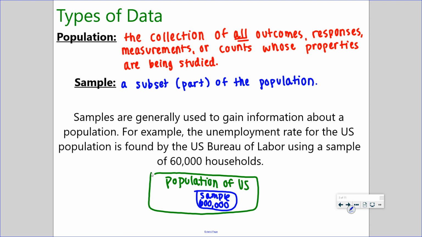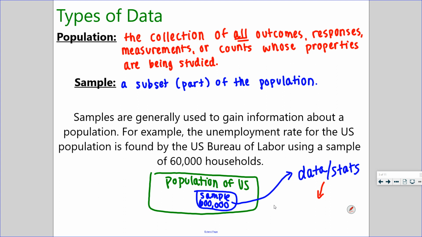Okay. So what we do is we take data from the sample of whatever amount is being studied. We take the data, we look at the statistics to make conclusions or inferences, which is another word you'll see come up a lot, or conclusions about the whole population. So we take the data from just the piece we sampled to make conclusions or inferences about the whole population.